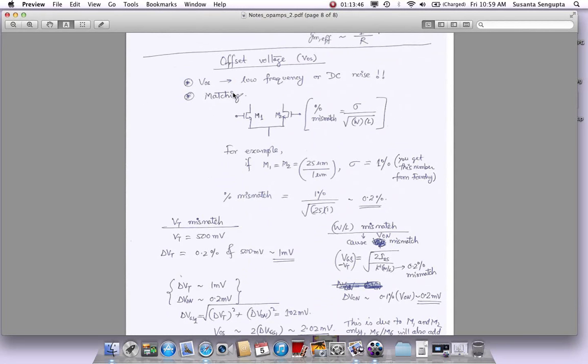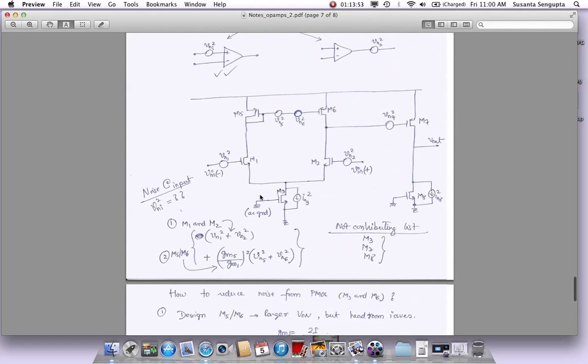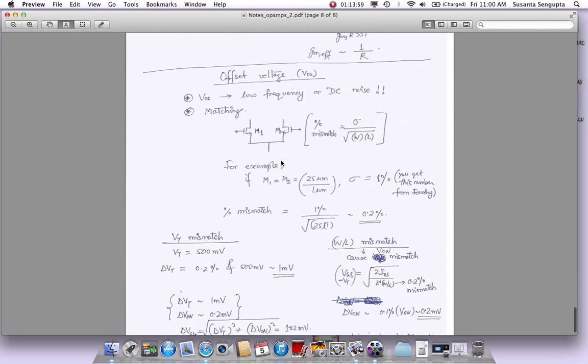So offset arises mainly because of matching between various devices. This is a differential pair. What we have been talking about is that the left side is exactly equal to the right side. If I take just this diff pair M1 and M2, they are not going to be exactly equal. When we fabricate it, we do all kinds of things in the layout to match them, but they will never be exactly matched. There is always going to be some small finite amount of mismatch.